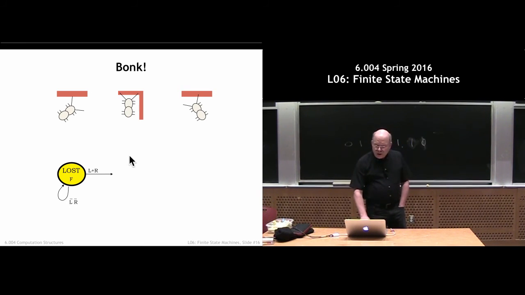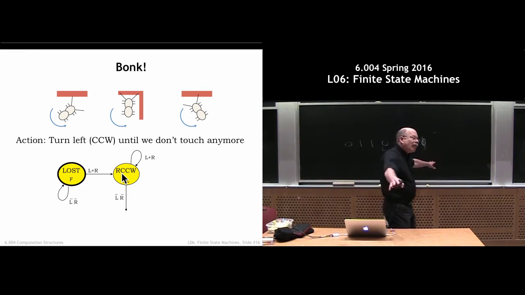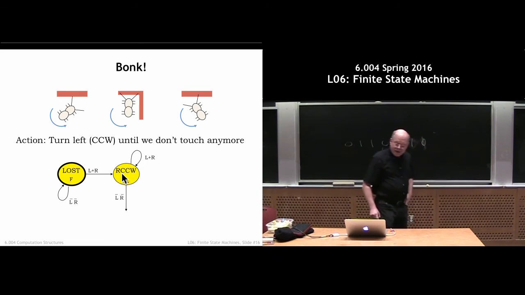So what we're going to do is tell the ant, so here we are, rotate counterclockwise. That's what this state is. We're going to have the ant keep rotating counterclockwise until neither antenna has touched the wall. So the theory is no matter how we bumped into the wall, we're going to turn so our right antenna has just left the wall. That's the purpose of this state.